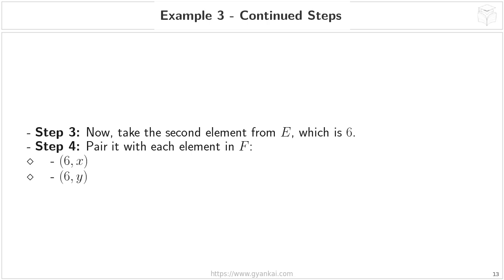We're systematically going through each element in E and combining it with every element in F to create all possible ordered pairs. We'll repeat this process one more time with the final element of set E, and then we'll have all the ordered pairs that make up the Cartesian product of E and F. Don't forget, the next step is crucial to ensure we haven't missed any combinations.